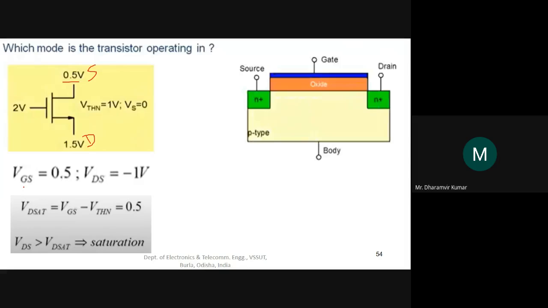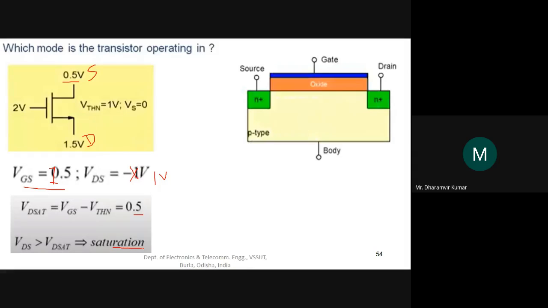VGS would be 2 minus 0.5, that is 1.5. So this is wrong, 1.5. Okay, 1.5. And VDS would be 1.5 minus 0.5, that is 1 volt. Now you calculate VDSat, that is VGS minus VT, 1.5 minus 1, that is 0.5. And VDS is higher than VDSat, so this device will be in saturation.